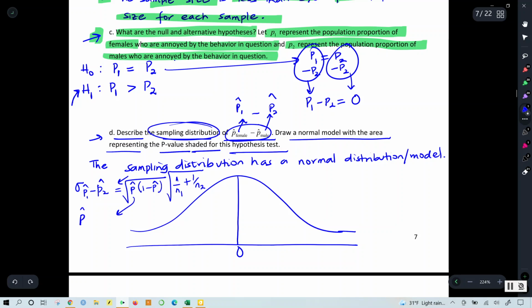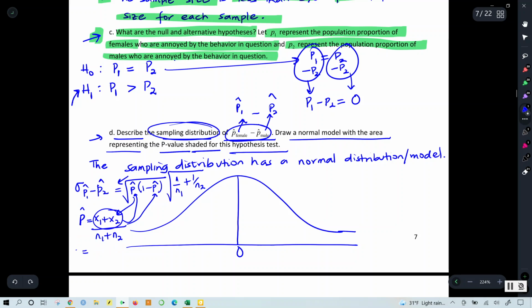take note, this is not P̂1 or P̂2. It is just P̂. P̂ here is equal to (x1 plus x2) divided by (n1 plus n2). So we need to first get this piece first, then we'll slot it into this formula. So let's proceed to do that.